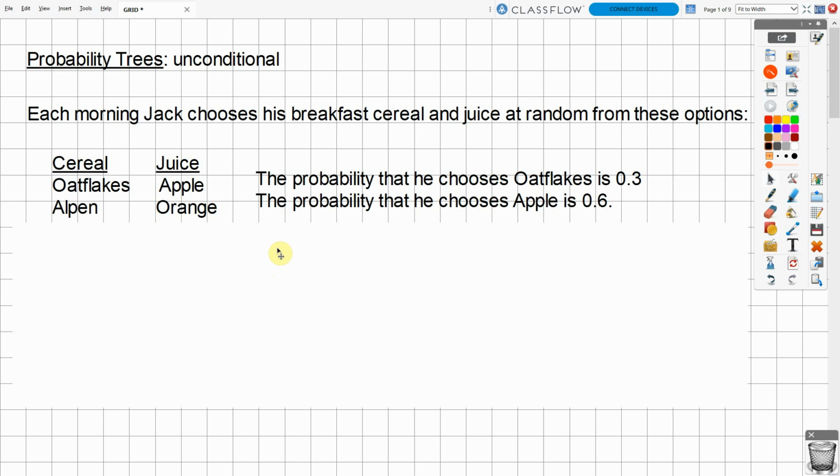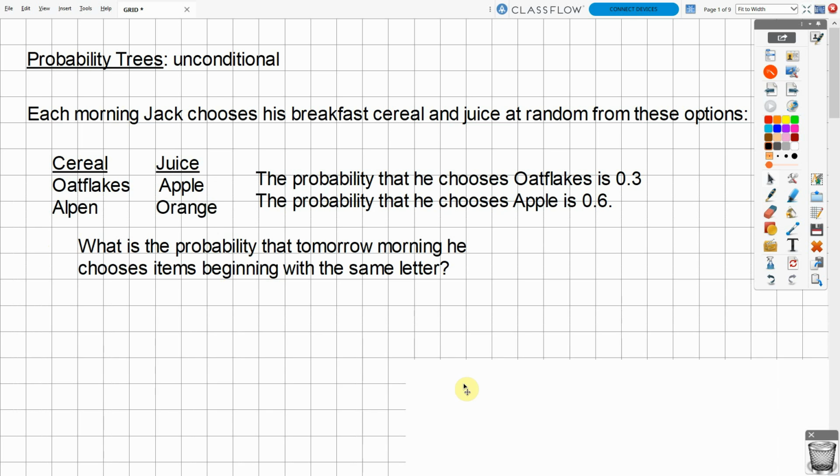Notice that it doesn't matter which cereal he chooses. It doesn't affect the probability of what happens with the juice. If he picks oat flakes, that does not change what he will or won't do in terms of apple or orange juice. They're completely unconnected. And that's why this is unconditional probability. The juice doesn't depend upon the cereal.